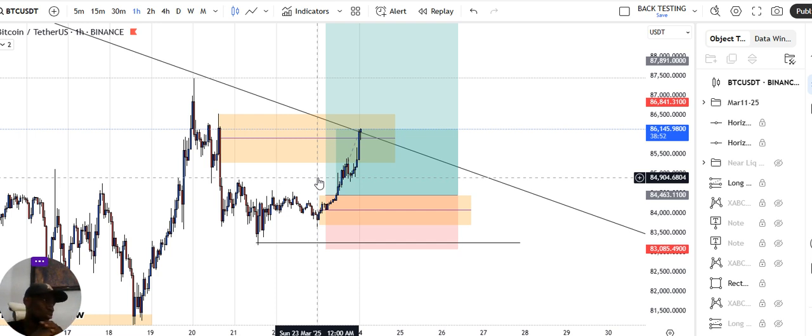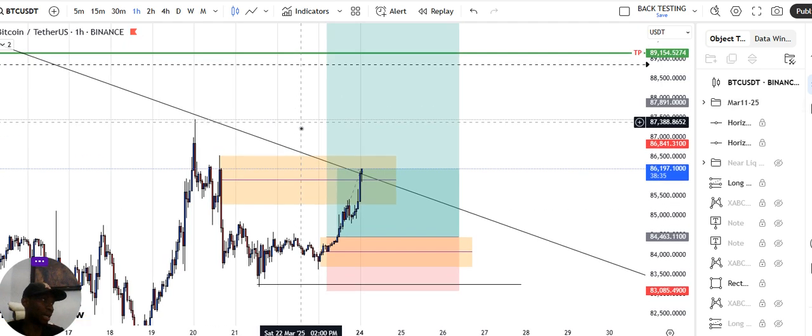When BTC is ready to move, it does not obey anything. It doesn't care about your order block, it doesn't care about your fair value gap, it doesn't care about your entry or whatever. Whenever it's ready to move, it's ready to move. Even at that high price, it's going to push all the way up.